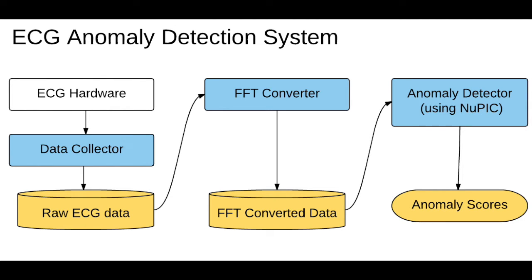This is my project structure. There are about 3 parts. First, collecting data using ECG device with a simple script. This script collects data using serial communication. The data is saved to a CSV file. Second part is the FFT, fast Fourier transform part. This part extracts the characteristics of the ECG data. Third is the most important part, detecting anomaly using NuPIC.